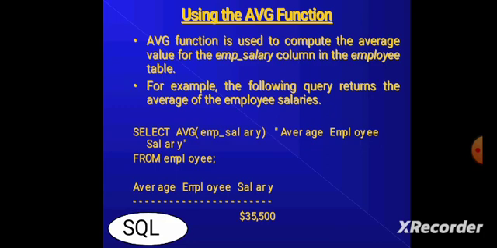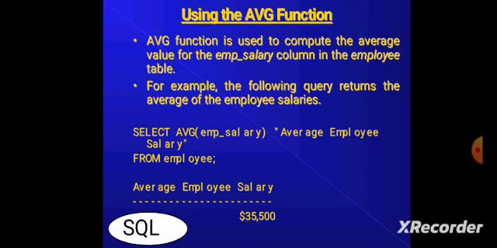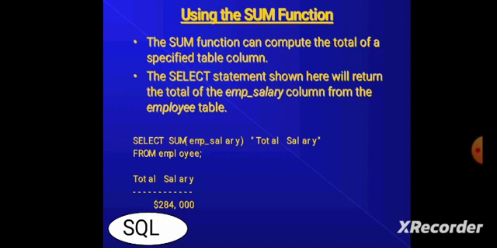Now we are going to see the average function. The average function is used to average the values in a column. So if they want to get average data from a table, they may use select average employee salary from employee. Then we go to see the sum function.